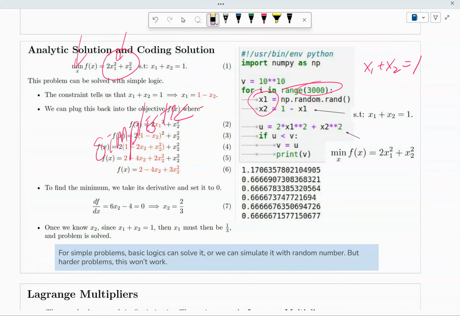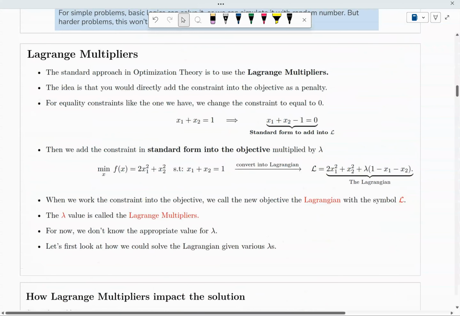Now, in terms of optimization theory, the standard way we go about solving constrained optimization is through the Lagrange multipliers. The idea is that you add the constraint into the objective. For equality constraints like this one, here's the constraint we were working with. When dealing with Lagrange multipliers, we rearrange it into a standard form, which is equal to zero. So you rearrange it so whatever expression is equal to zero.